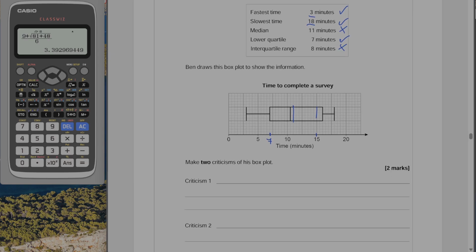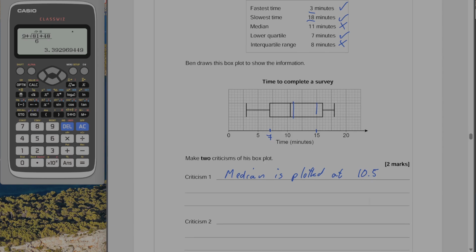2 criticisms then. So median is plotted incorrectly. And then the second criticism is interquartile range.